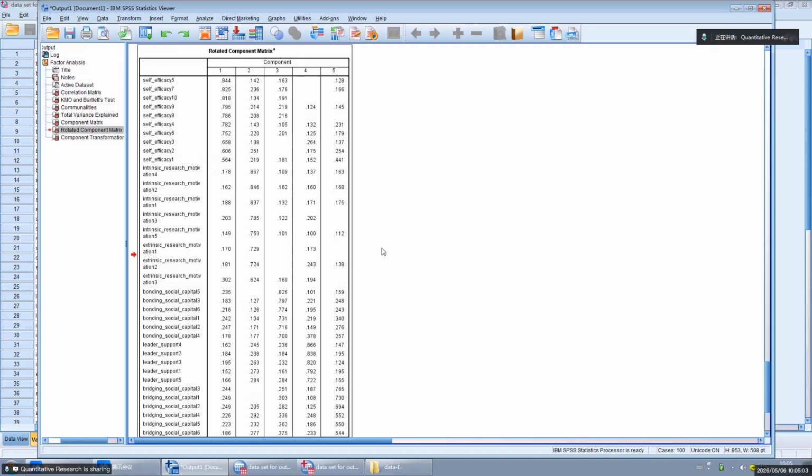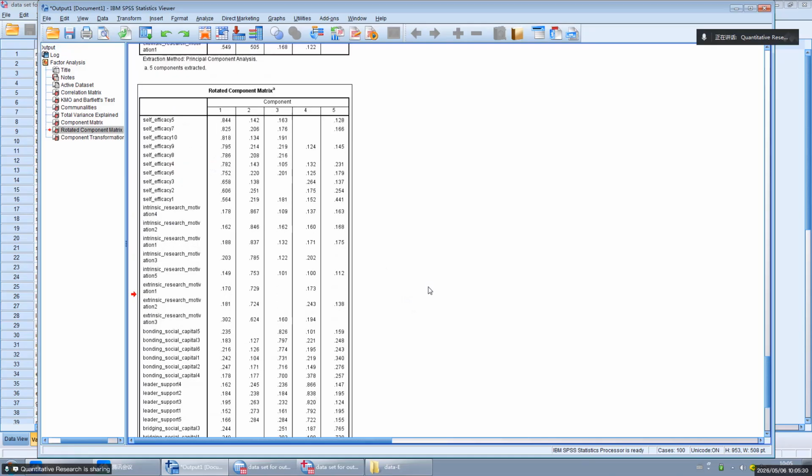So I would like to ask the professor, we have to remove this or no need? We have to remove this item, with cross-loading, right? Okay, I will explain that later. So you finish this part first. That's all? That's okay, thank you.